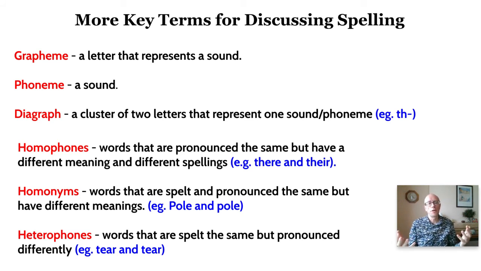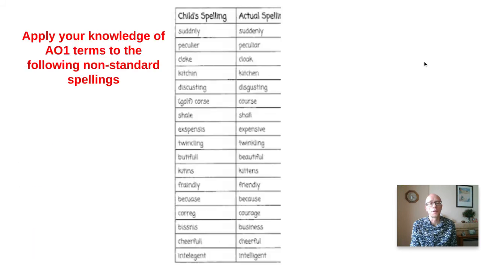Okay, so homophones, homonyms, and heterophones, they are occasionally useful for you to be using. Okay, so this was from an old AQA textbook, actually, this exercise. What you've got on the left-hand side is the child spelling, and on the right-hand side, you've got the target word that they're trying to spell. So what I would encourage you to do is go down that list and make a note of what patterns you are noticing there.